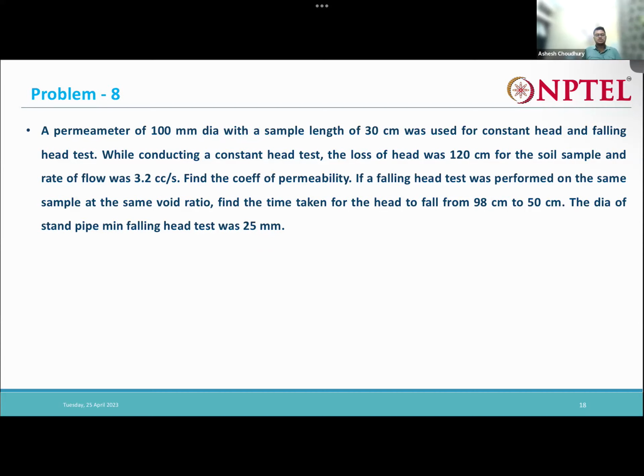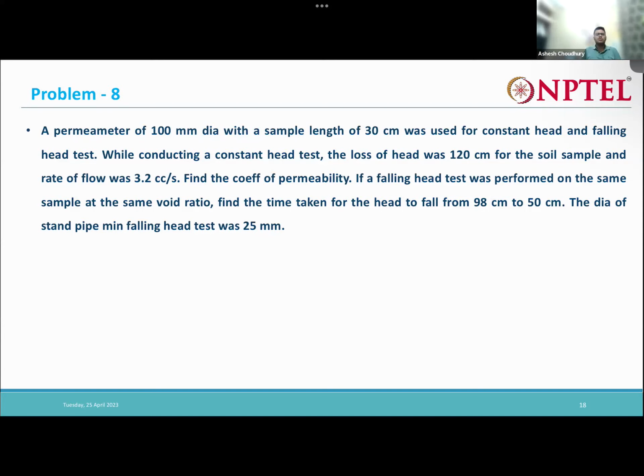We studied how seepage can lead to various problems like quicksand conditions or piping. It also causes uplift under our geotechnical structures. All those things we studied.